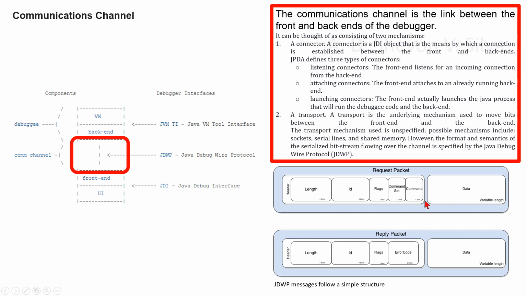Command: this field identifies a particular command in a command set. This field together with the command set field is used to indicate how the command packet should be processed. More succinctly, they tell the receiver what to do.